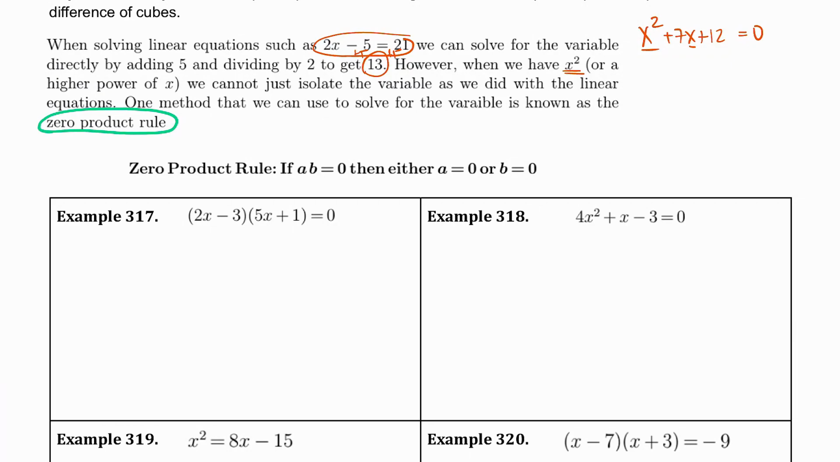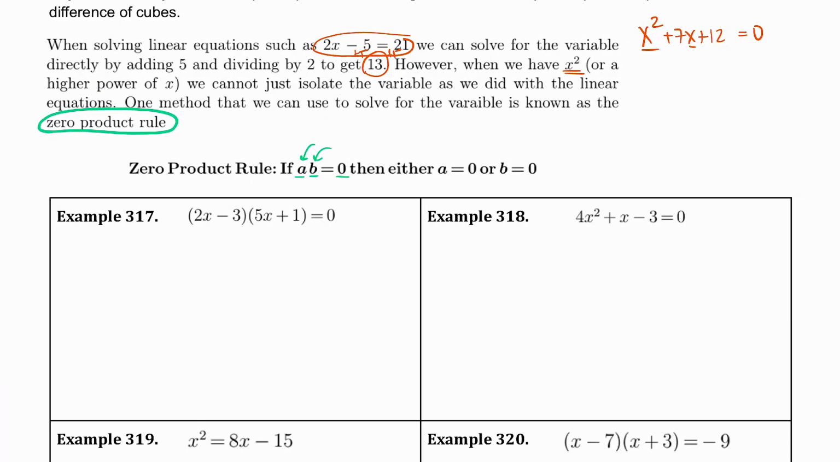So let's talk about what that rule looks like, and then I'm going to give you a couple examples. The zero product rule states this: if A times B equals 0, then either A is 0 or B is 0. It sounds kind of common sense. If a number times a number is 0, one of those numbers has to be 0, or both of them could be 0.